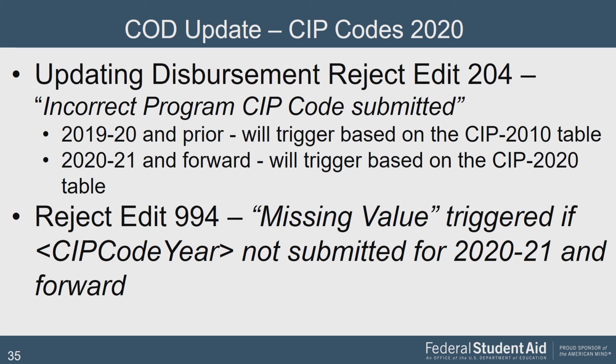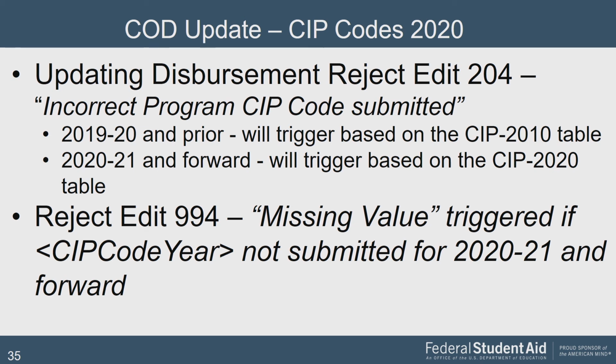And we have had a slew of 204 rejects for 1920 because so many people jumped the gun and started to send us 2020 CIP codes. So we are not going to be ready for these 2020 CIP codes until we have the 2021 implementation in early April, the same time we turn on everything else that is required for 2021, okay? If you fail to supply the new CIP code year tag that is required, the generic missing value reject edit 994 will be returned.